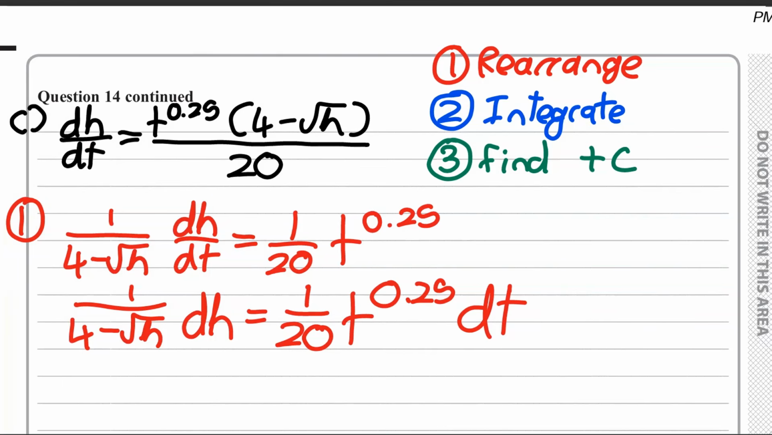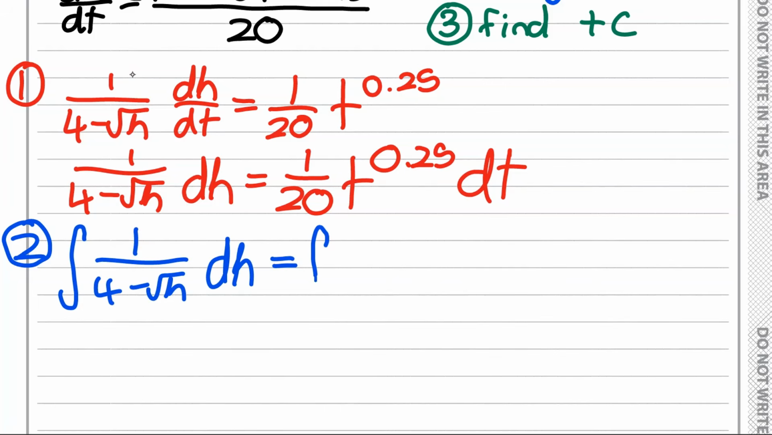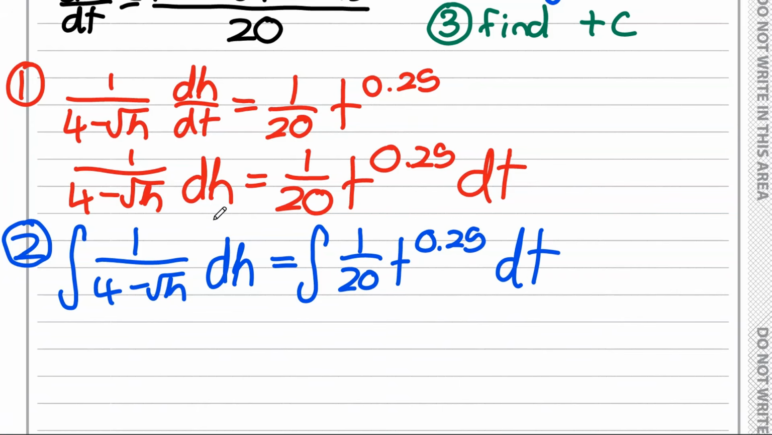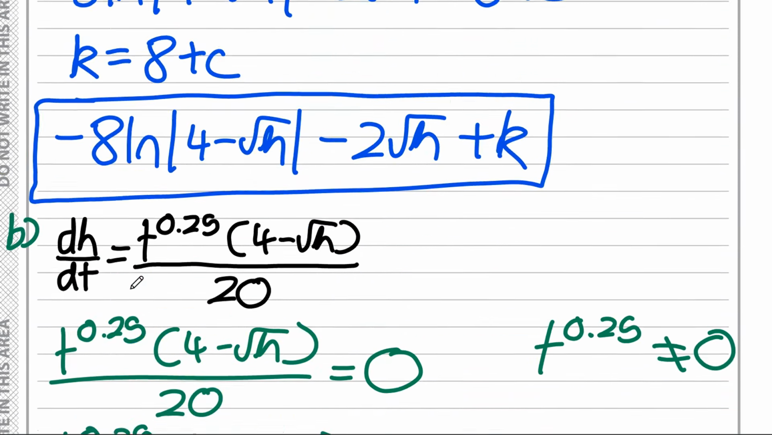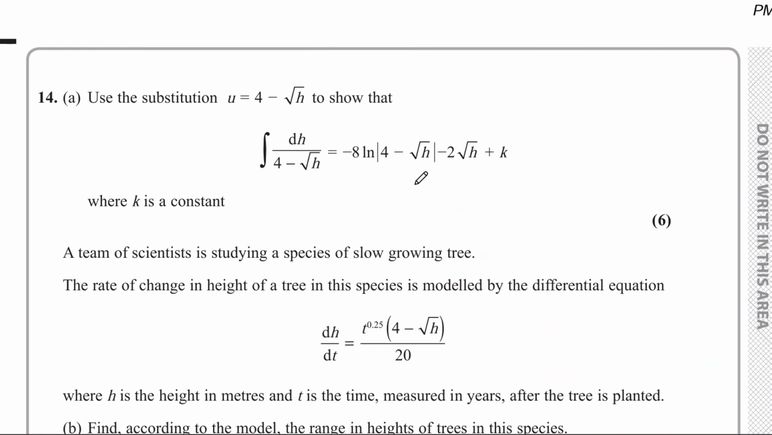So the second step is we need to integrate both sides of this equation here. So we're going to integrate this side: it's 1 over 4 minus root h dh, and this is equal, and then we're going to integrate this side here: it's 1 over 20 t to the power of 0.25 dt, like this here. So we need to integrate both sides here. This side is actually part A, where we needed to integrate this here and show it's equal to this here.